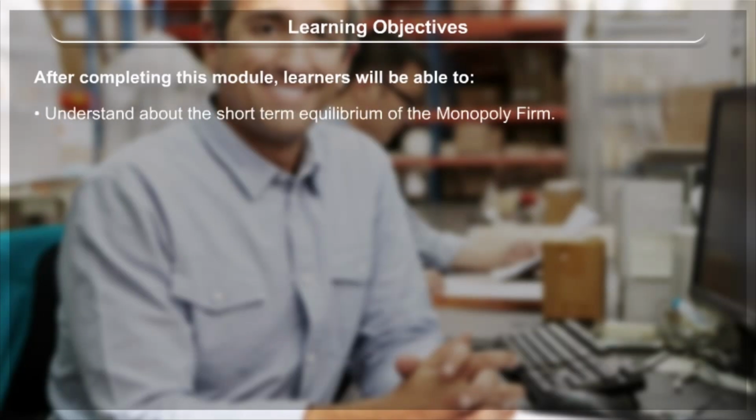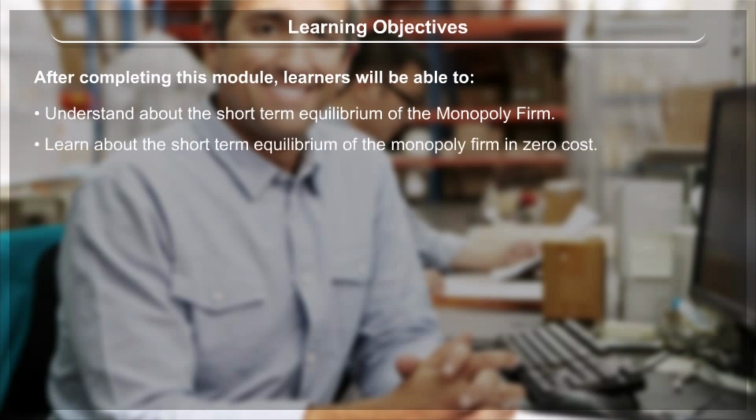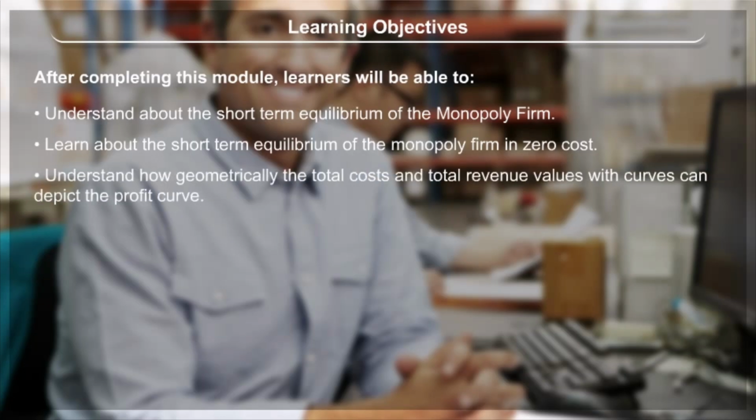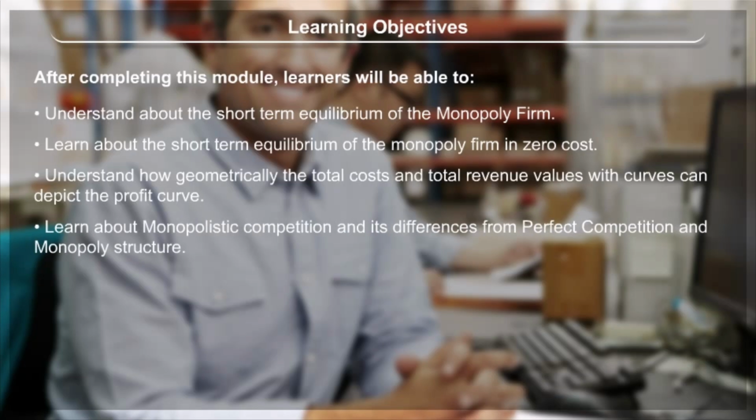Understand the short-term equilibrium of the monopoly firm. Learn about the short-term equilibrium of the monopoly firm at zero cost. Understand how, geometrically, the total cost and total revenue values with curves can depict the profit curve. Learn about monopolistic competition and its differences from perfect competition and monopoly structure. Learn about oligopoly market structure and the interrelated activities of duopoly firms.